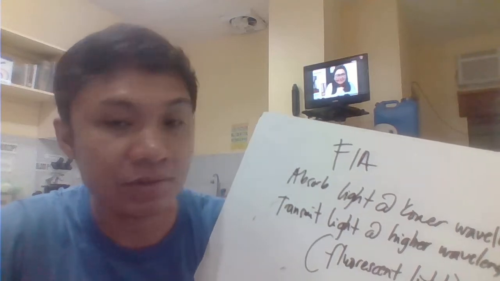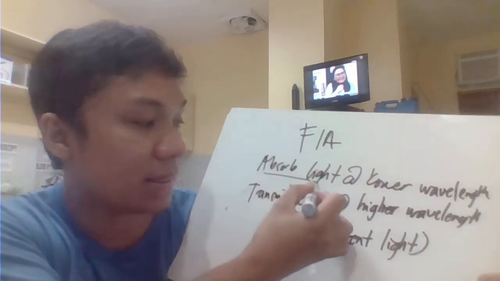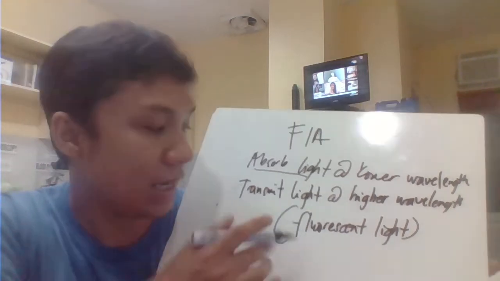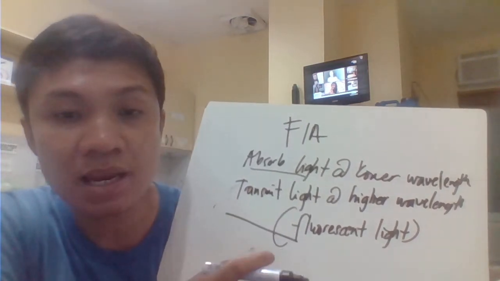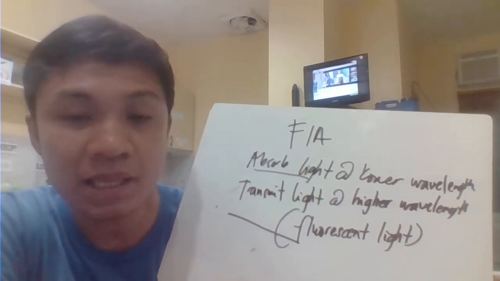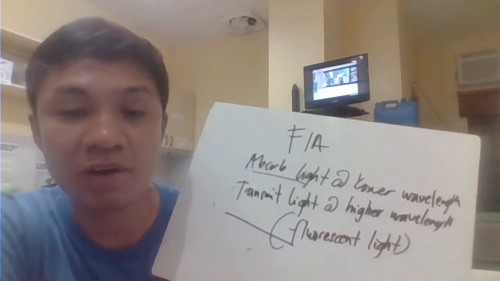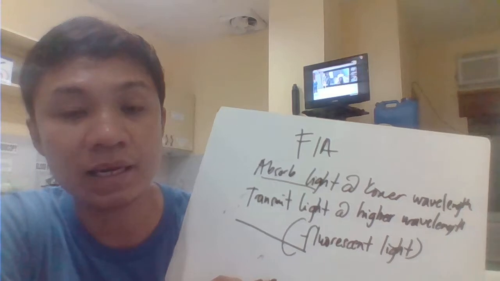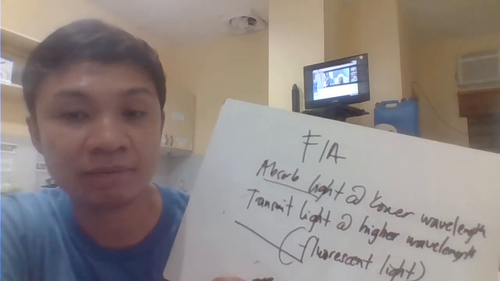Ang ginagamit natin na fluorochrome could be your isothiocyanate. So dalawa ito, we have your fluorescein isothiocyanate. Your fluorescein isothiocyanate absorbs light at 490 to 495 and emits the light at 517 to 520 nanometer wavelength and produces a bright green na fluorescent light.